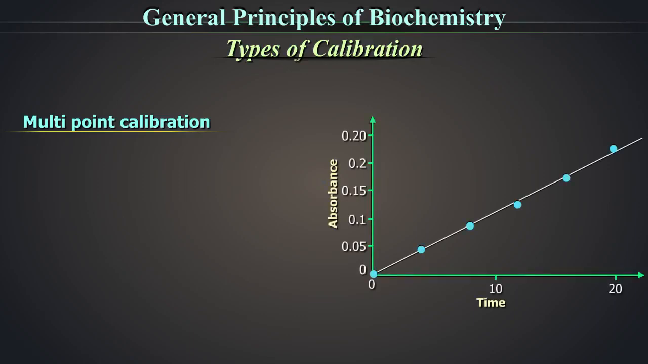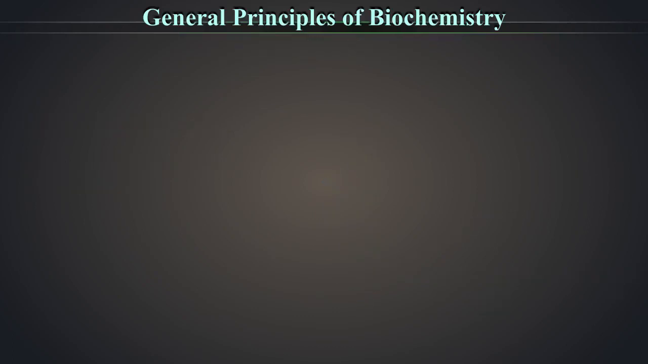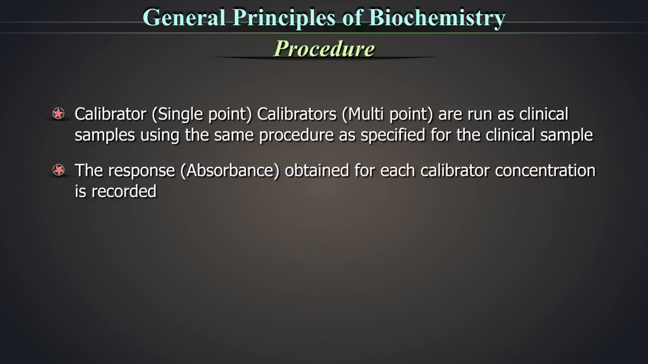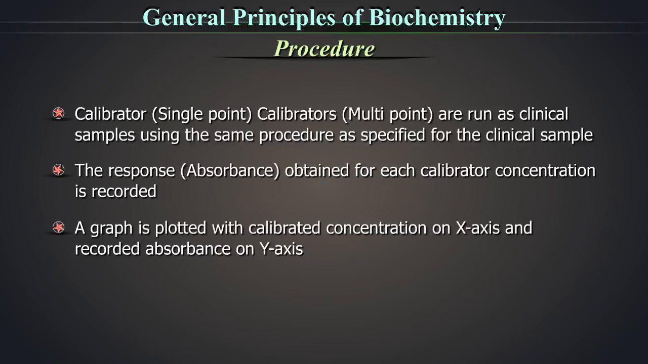Multi-point calibration. Two or more different calibrator concentrations are used. The calibrators should preferably span the entire range of analytical values for the given analyte. Procedure. Calibrator, single point, or calibrators, multi-point, are run as samples using the same procedure as specified for the clinical sample. The response, that is absorbance, is obtained for each calibrator concentration and recorded. A graph is plotted with calibrator concentration on the x-axis and the recorded absorbance on the y-axis.